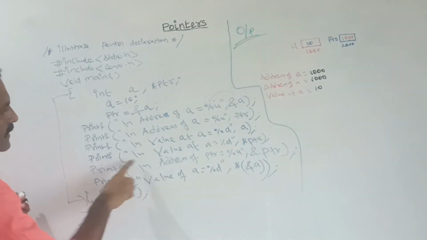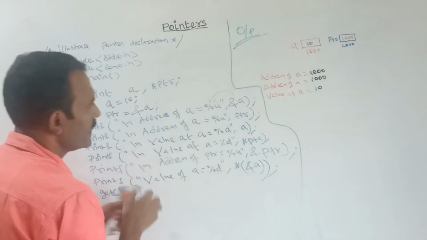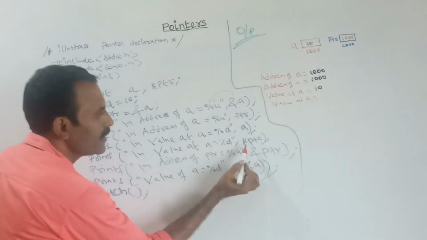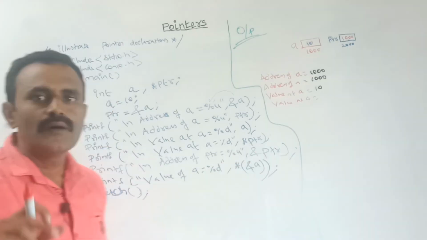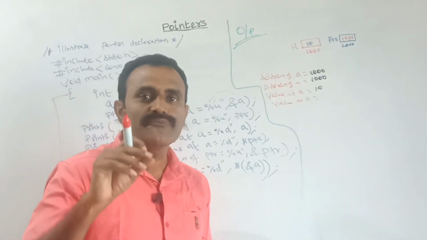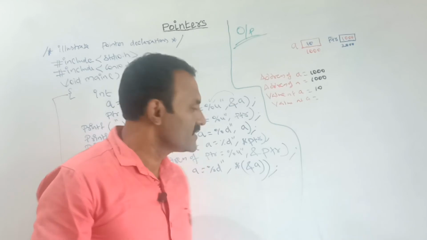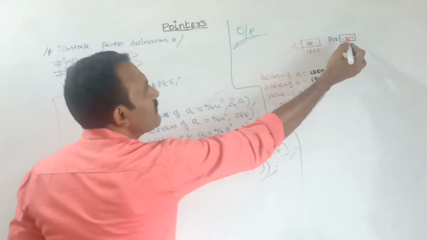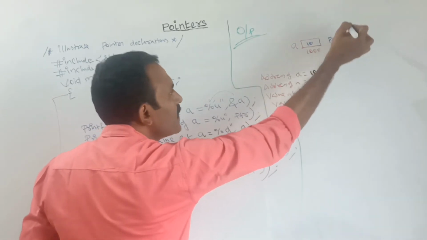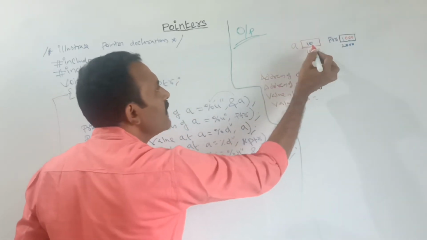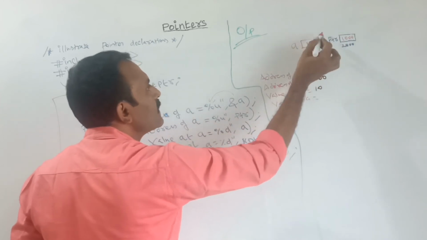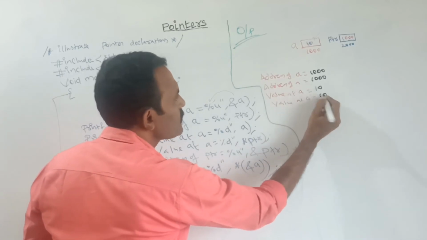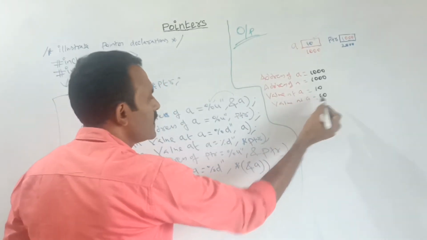Next, value at A is equal to, here I am telling star PTR. The pointer operator, the star operator, denotes the value at the address. See, what is the value at this address PTR? In this PTR we stored the address 1000. So what is the value at this 1000? The value at this 1000 is 10. So here also it prints the output as 10.